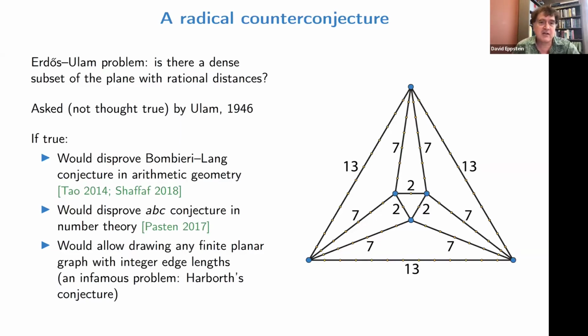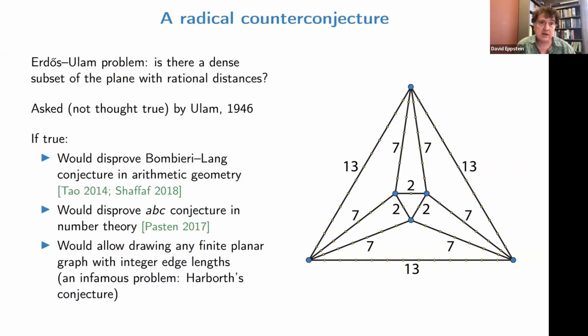And the craziest thing he could think of in terms of rational distances in the plane, very far from all being on a circle, very far from all being on a line, is maybe there's a dense subset of the entire plane where all of the points in that subset have rational distances from each other. It seems unlikely. It would disprove some major conjectures in mathematics unrelated to discrete geometry. But we don't know how to prove that it's not true, except maybe addressing it by these other bigger conjectures. So that's the Erdős-Ulam problem, and it's also unknown.